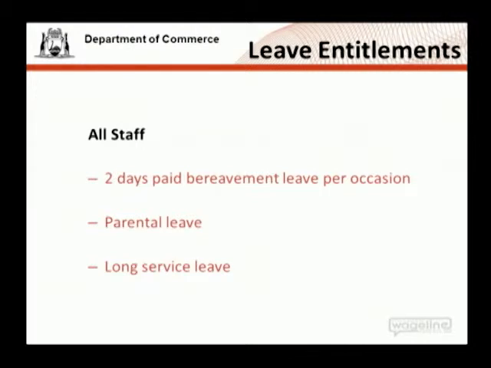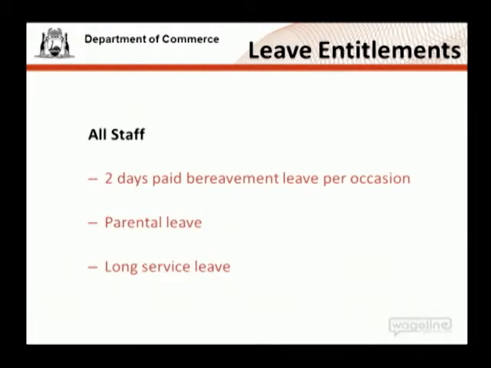Obviously, there are questions about whether a casual should work for one business for 10 years, but they're not specifically excluded from taking that leave if they work for long enough. The current entitlement is just over 2 months after 10 years of continuous employment. Again, I'll go into a bit more detail about when it can be taken and when it gets paid out in the next session that deals with leave entitlements.